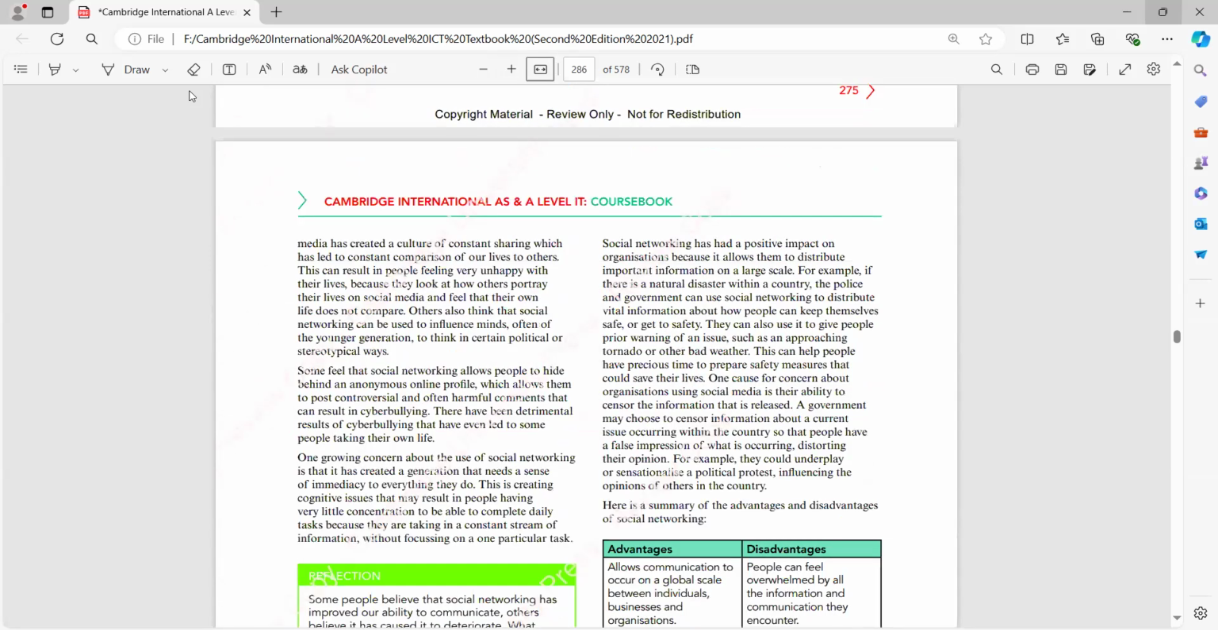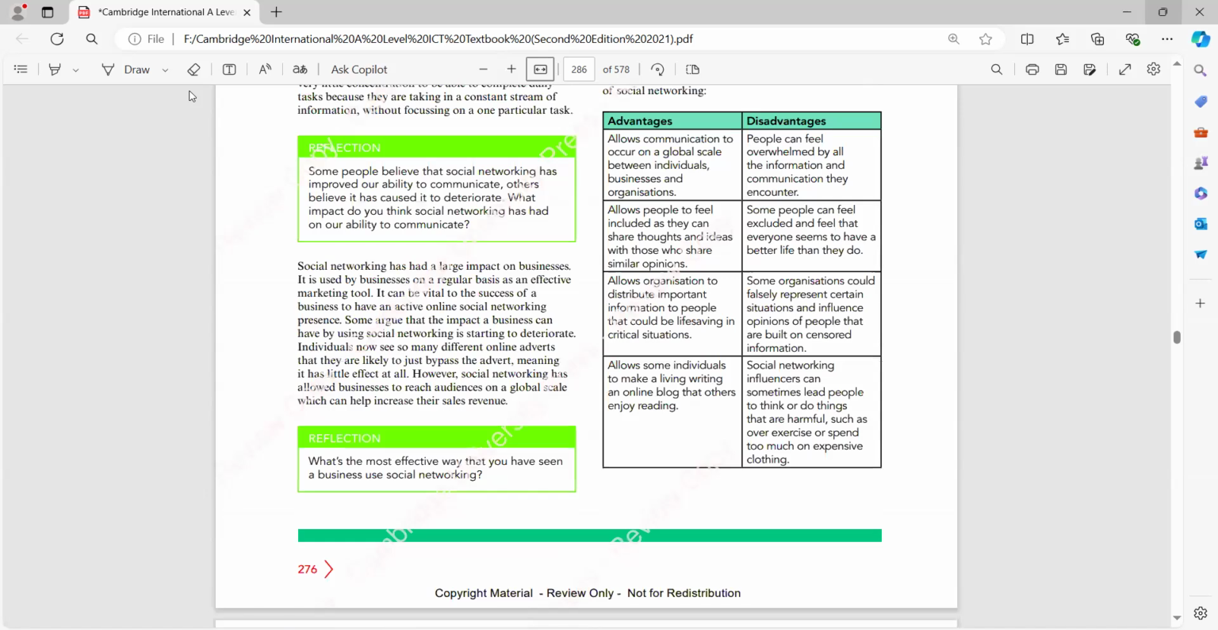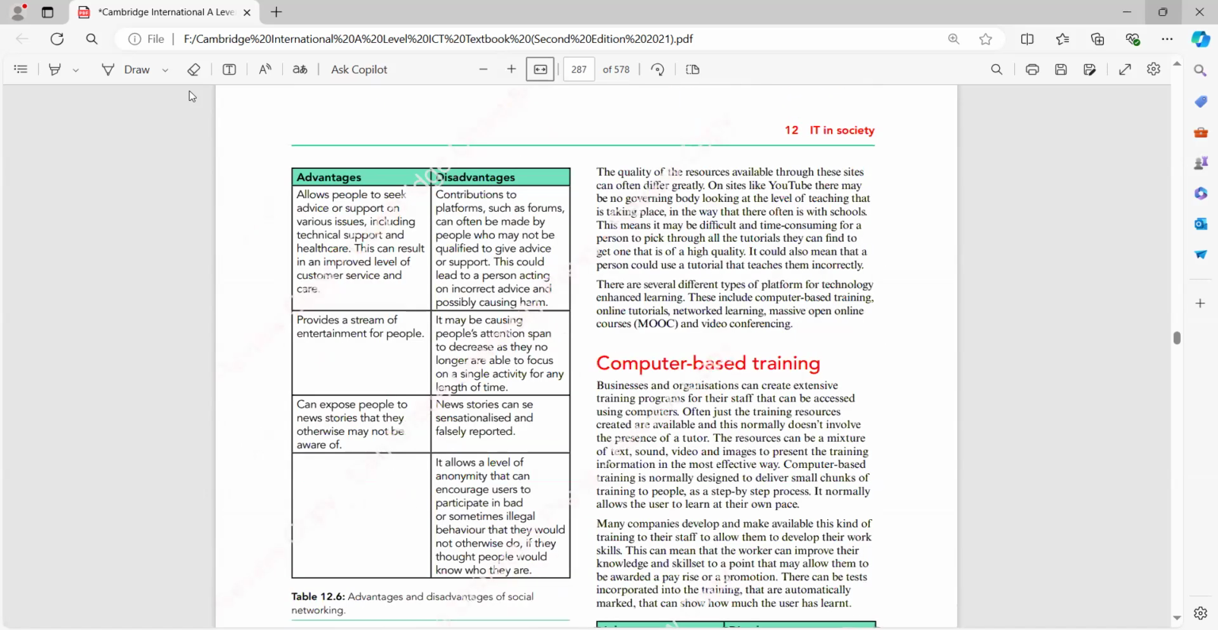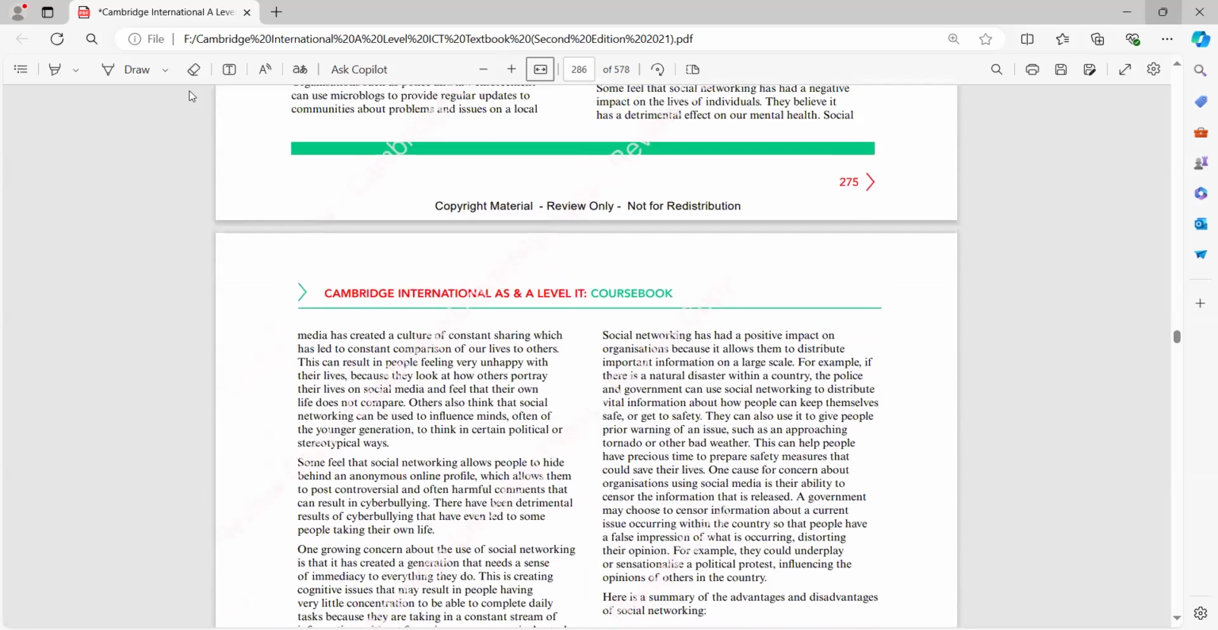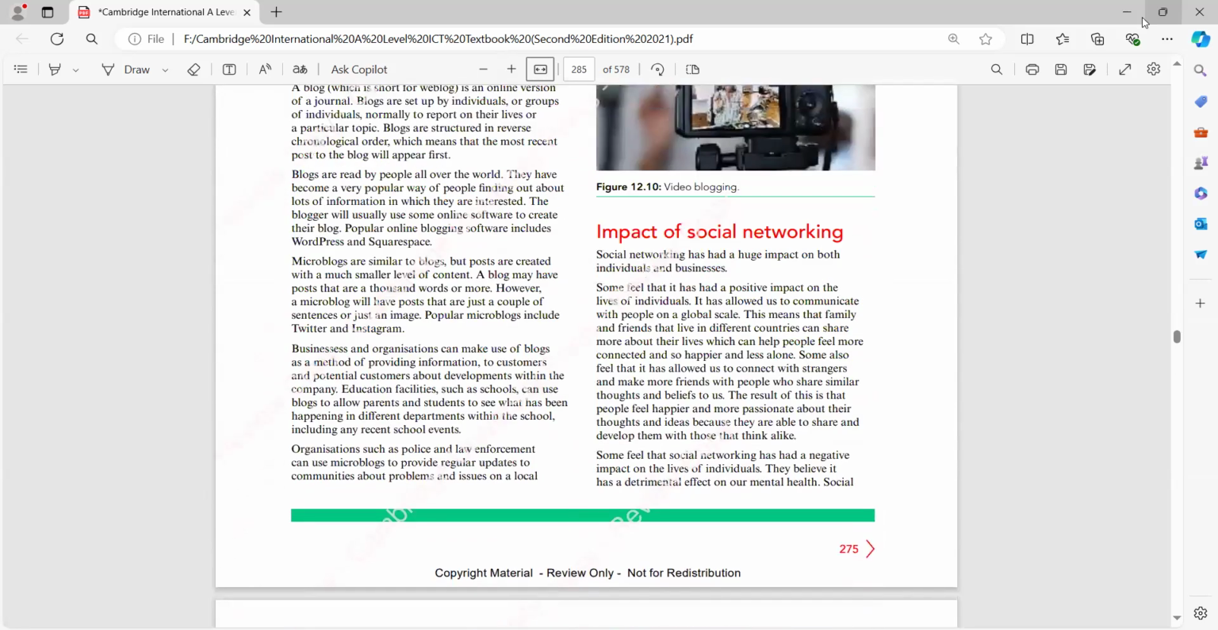Then the impact of social networking. This is what we will not be discussing today. I guess we have done more than enough for today. The impact of social networking we will be discussing in our next class.